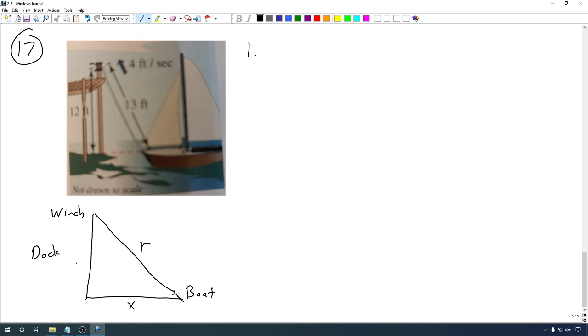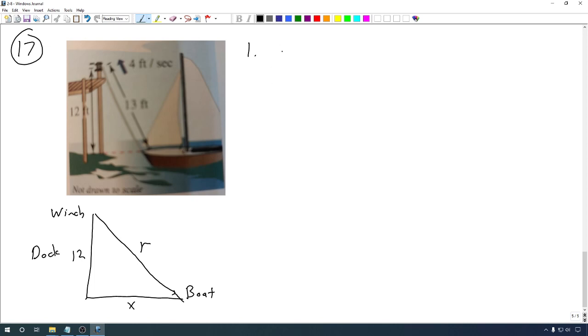Finally, we have another distance. We have the height that the winch is above the water. Say that's 12 feet. We don't actually need to give a variable to this because that distance is not changing. I mean, if you want to give it a value, you could, but when we get to differentiating things, we don't want to have extra variables that we have to differentiate that aren't changing anyways.